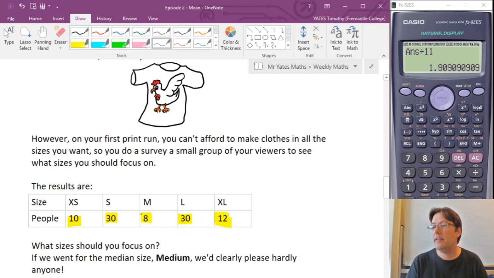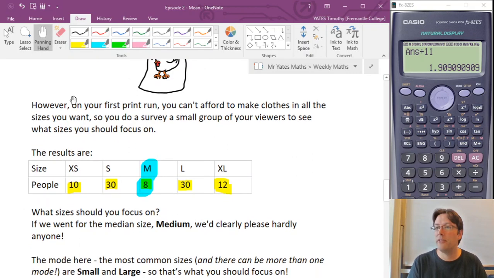So we look at the median, and if we tried to find the median, we'd actually end up going with medium size. But there were only actually 8 people who even wanted a medium size shirt. If you started to make your shirts all medium size on the basis that that was the middle of everything, then that's not going to be really helpful. And so in this case, we actually want the mode. And the mode is going to be the most common sizes, and there can be more than one mode.